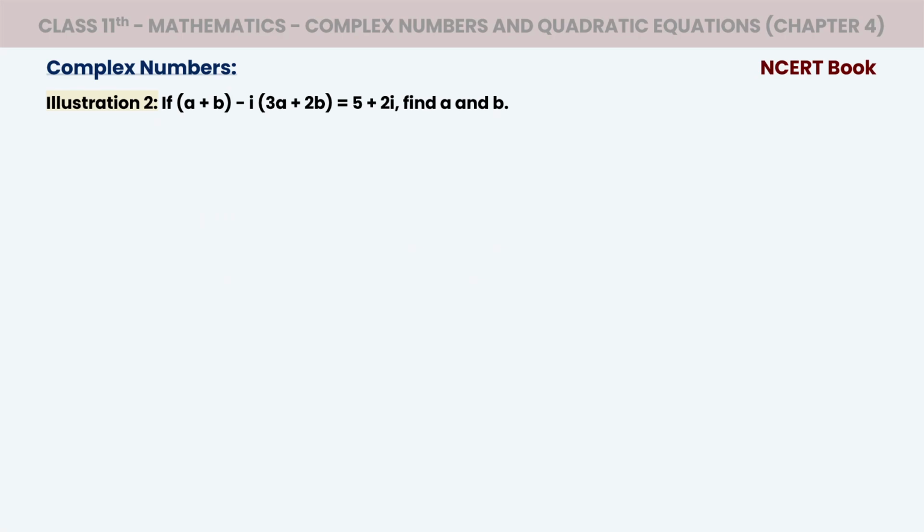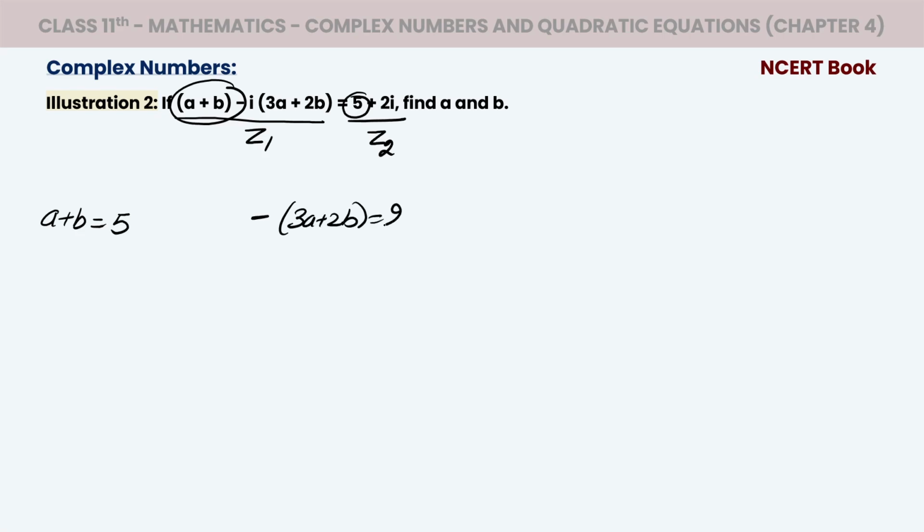Now here we have, with the next question, (a plus b) minus iota into (3a plus 2b), it is equals to 5 plus 2 iota. Now students, as I told, the real part is equals to real part. अगर ये हमारे पास एक टर्म है z1, ये हमारे पास दूसरी कॉम्प्लेक्स नंबर है z2, तो हमने कहा ये दोनों इक्वल है, तो इसका रियल पार्ट इसके रियल पार्ट के इक्वल होना चाहिए। z1 और z2 के रियल पार्ट इक्वल होने चाहिए, मतलब a प्लस b की वैल्यू क्या बनेगी, 5। And here can you see this negative sign also? Yes, minus of (3a plus 2b) it is equals to 2, right?